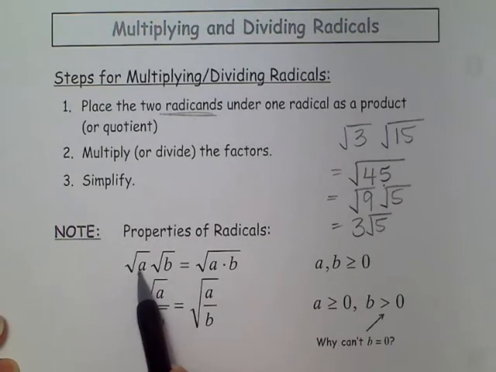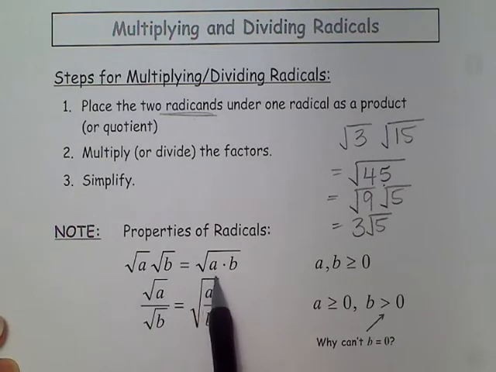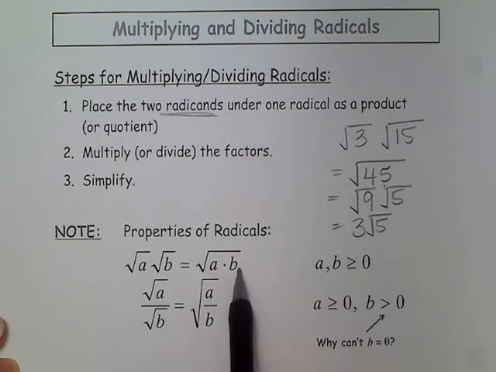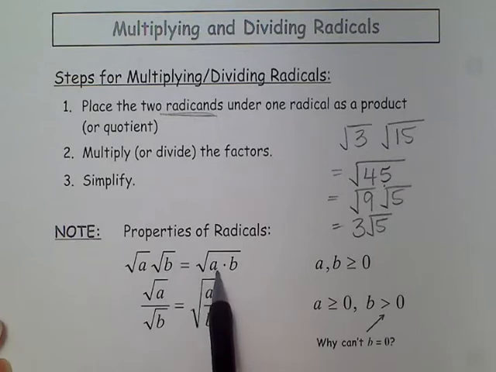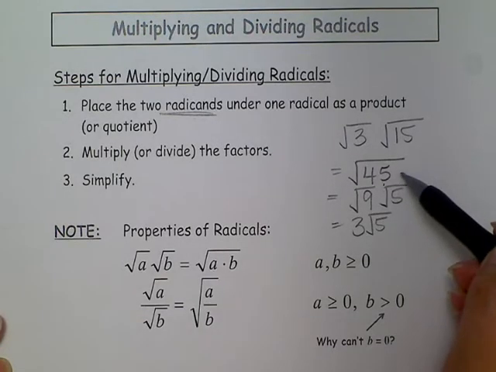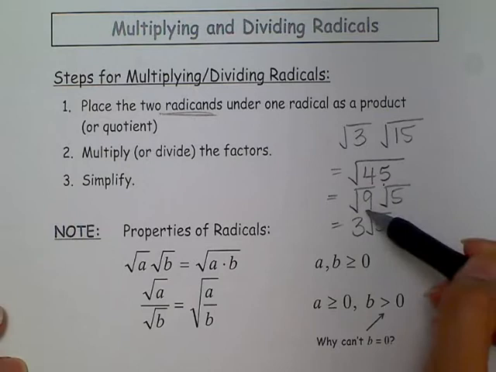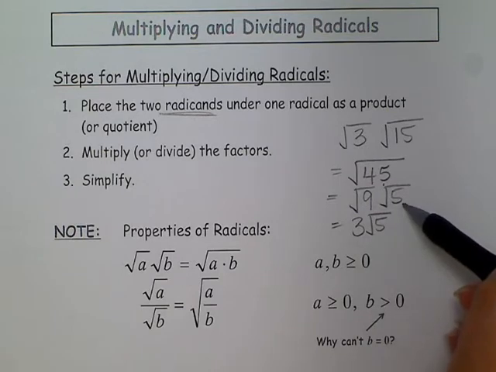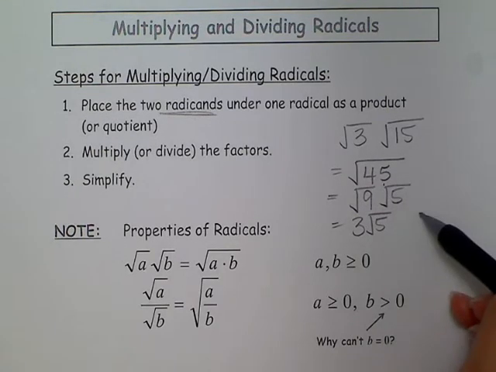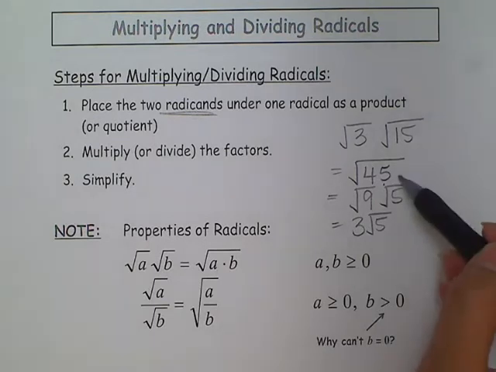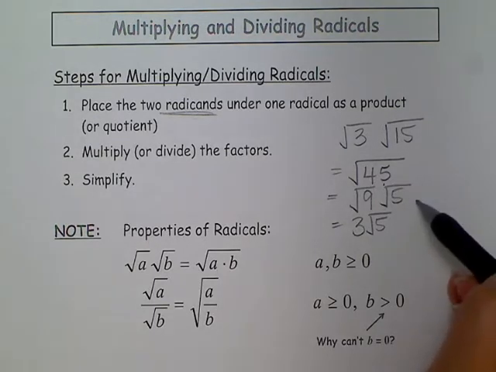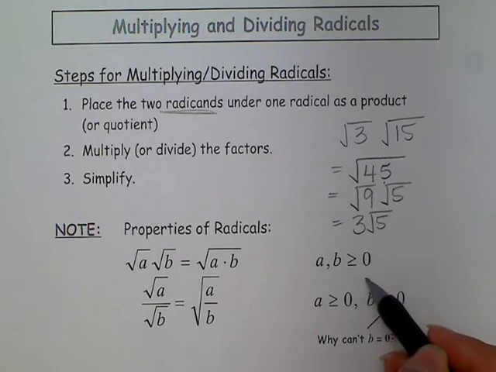If you are multiplying radicals, then the square root of a times the square root of b is equal to the square root of a times b. And it works the other way as well. If I wanted to break it up, much like what I did here, I have the square root of 45 and I can rewrite it as two factors instead of just one. So you can always work towards getting it under one radical or breaking it up into two radicals.